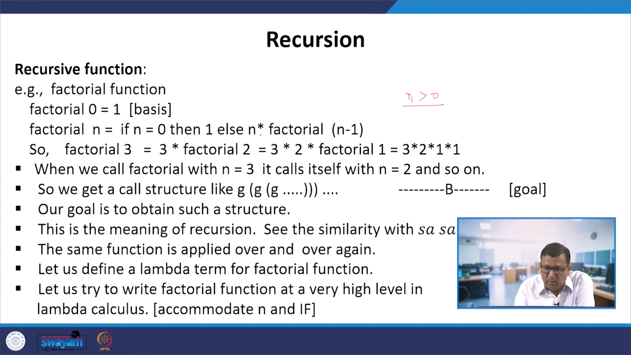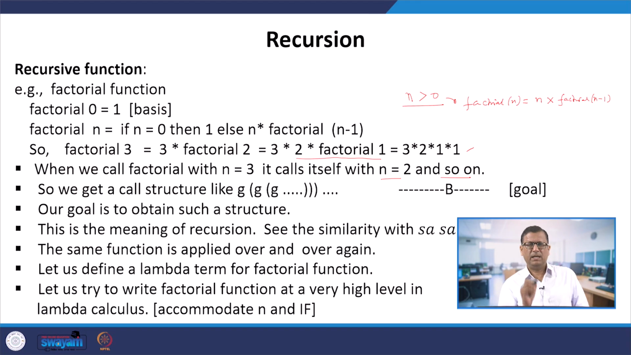So it will be n, we know, n into n minus 1. That means factorial of n. So we say factorial of n is equal to n multiplied by factorial of n minus 1 when n is greater than 0, and when it is 0, factorial of 0 is 1. We have written it this way. So factorial of 3 will be 3 into factorial 2, that is 3 into 2 into factorial 1, which is 1 into factorial 0, and factorial 0 is 1, so we stop. So when we call factorial with n equal to 3, it calls itself with n equal to 2 and so on. So what do we get?